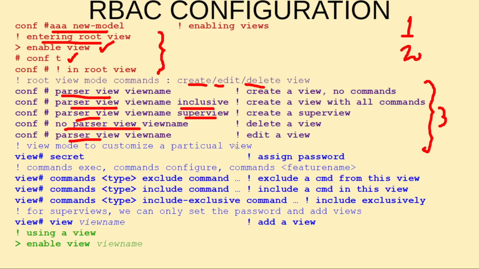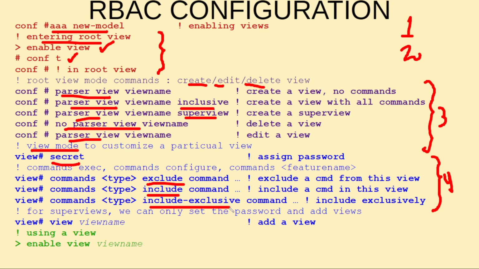This will lead us to step number 4, where we are in view mode, where we can use the command secret to assign a password to the view. Then we are going to use 3 variants of the same command: commands exec, commands configure, and commands feature name, in order to exclude commands from the view, include commands into the view, or include exclusive commands into the view.